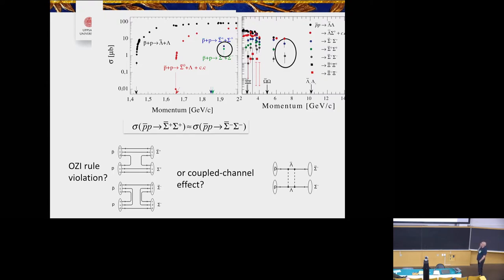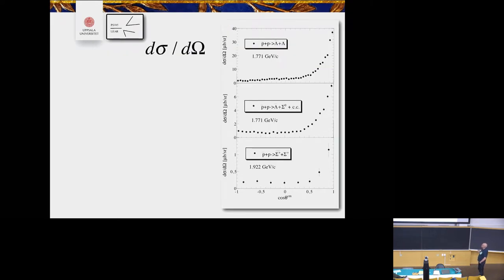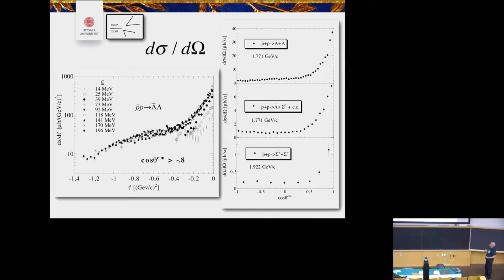Okay, so much about total cross sections. What about differential cross sections? They are forward-peaked, and you can naively understand that also. If you come in with a proton and you annihilate one of the quarks, you have a leading particle effect of the diquarks, which will provide you a forward peaking, and this holds also for sigma zero and charged sigmas. It's interesting to plot the differential cross section as a function of t prime. That's the reduced four momentum squared, so it's the four momentum transfer minus the mass of the particles.